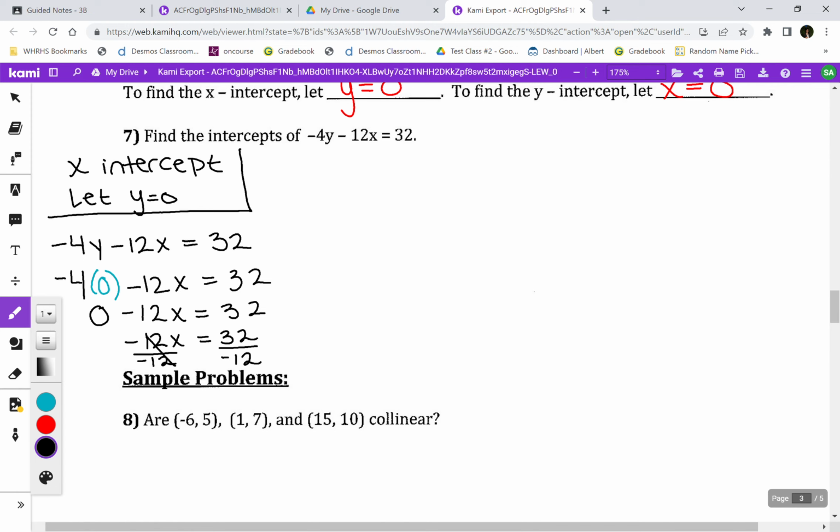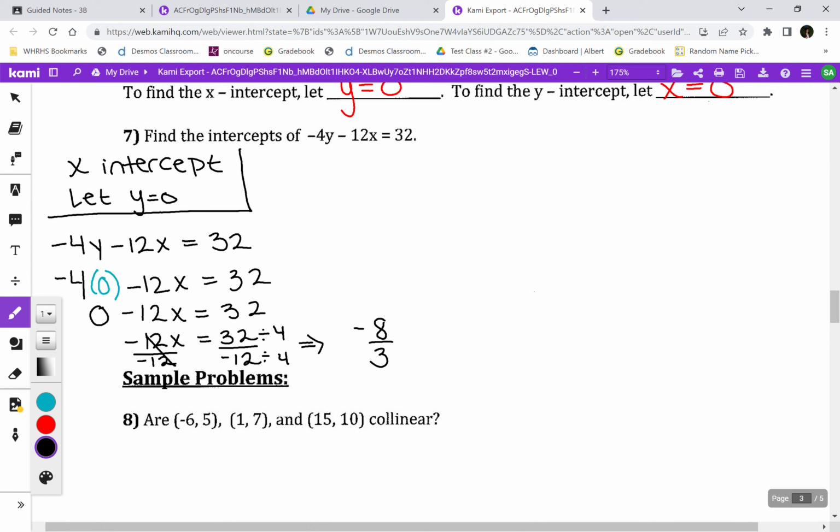Yeah, we can. 32 over negative 12, we can divide top and bottom by what number? 4. And what are we going to get? 8 over 3. Good, negative 8 over 3. I always assign the negative to the numerator. Even though it was in the denominator, I just reassign it to the numerator. It doesn't matter. If you wanted to keep it in the denominator, that's fine. So now the x-intercept is at negative 8/3.